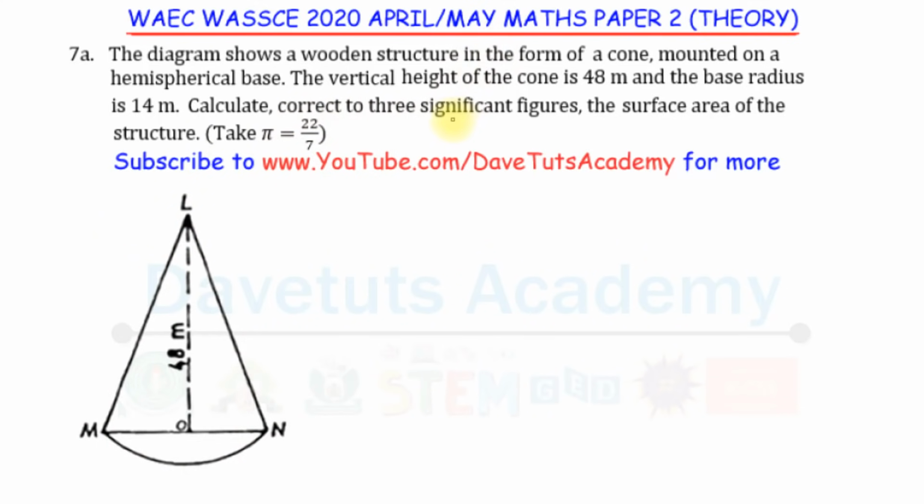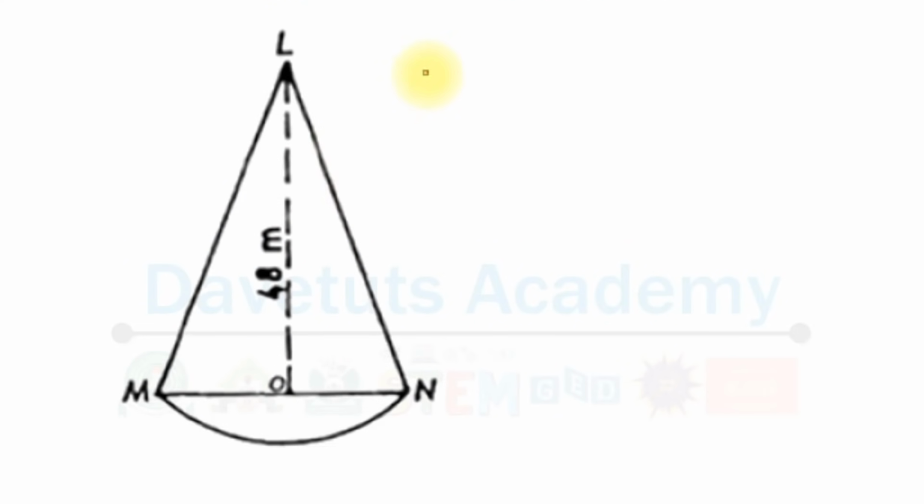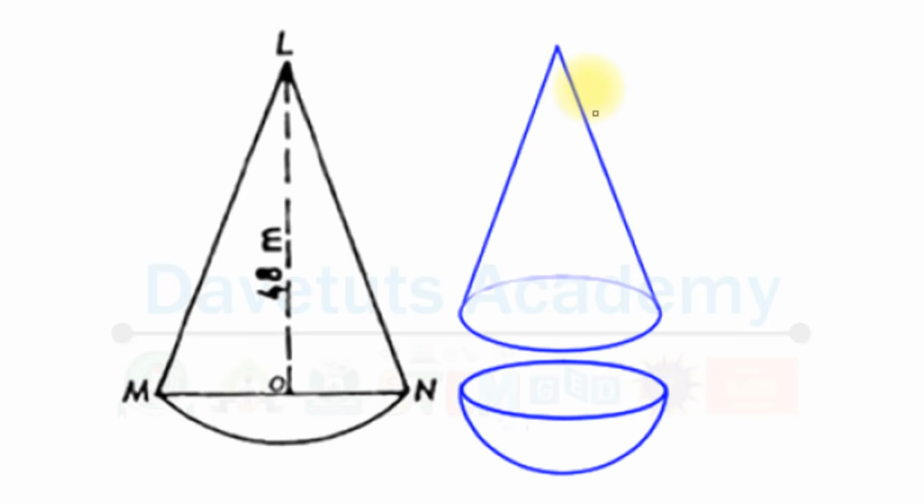But we need to note something. First, we are told that it's a wooden structure in the form of a cone. Look at this. It's a wooden structure in the form of a cone and mounted on a hemispherical base. These are indications that we are not talking about 2D. Rather, we are talking about 3D. Something like this is what we are talking about, and you can see here at the top, the wooden structure, we have the shape of a cone, and then it is mounted on a hemispherical base. So this is the hemispherical base, and this is the cone that is the uppermost structure.